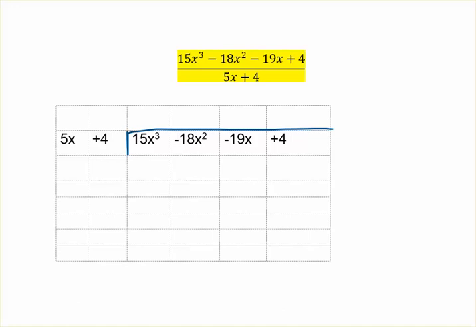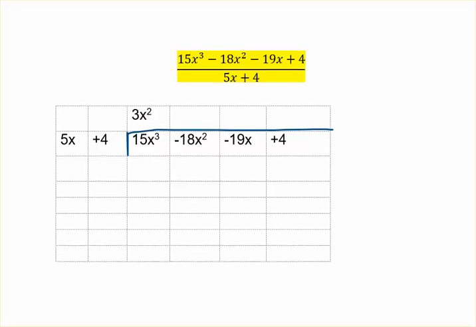Okay, we start by just looking at the first term of each, both what we're dividing and what we're dividing by. So I have 15x cubed. I'm dividing by 5x. I want to figure out the biggest number that can go in there. So 3 times 5 would give us 15. X times x squared would give us x cubed. So up on the top, I'm going to write 3x squared. Now, if you remember from long division, we then take that 3x squared and we're going to multiply it by that term to fill in what we're subtracting at the bottom.